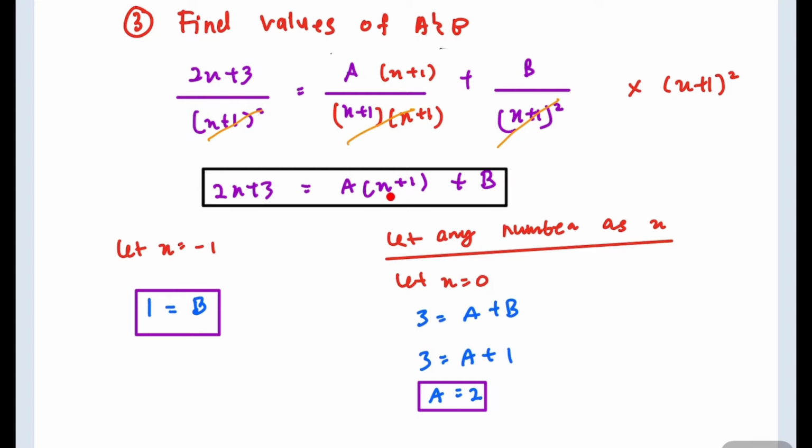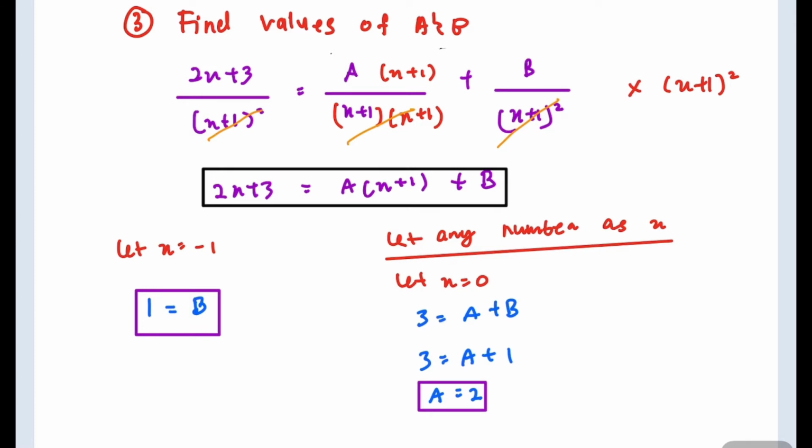When x is -1, this is 0, and you are left only with B for your right hand side. For your left hand side, when x is -1, this is -2 plus 3, so this is equal to 1. Therefore, this is your answer for B. B is equal to 1. And let's do the next one. We need to find out what A is.